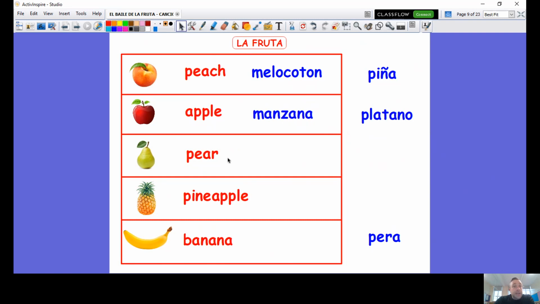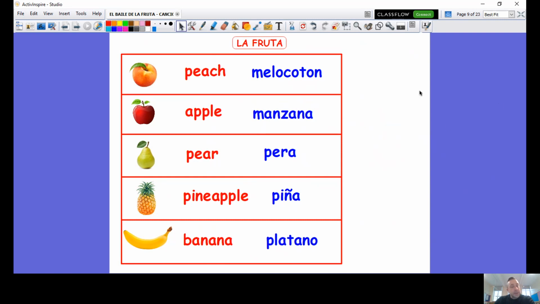What about pera? Again, tell me to stop when you hear the word for pear. Piña, plátano, pera. Well done. I think Mr. Bell gave you a little bit of a clue there, didn't he? Pear is pera. What about pineapple? Choose which word pineapple is in Spanish. Is it plátano or piña? Well done. It's definitely piña. And banana is plátano. Excellent.